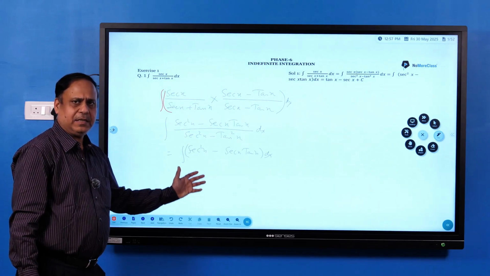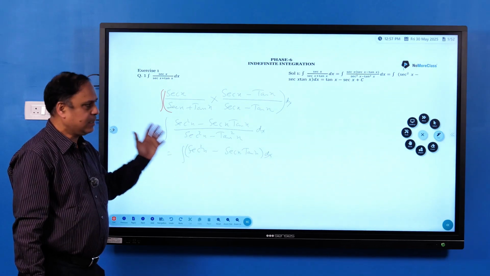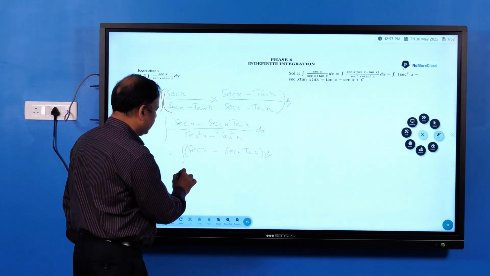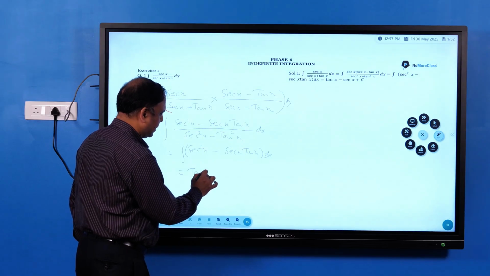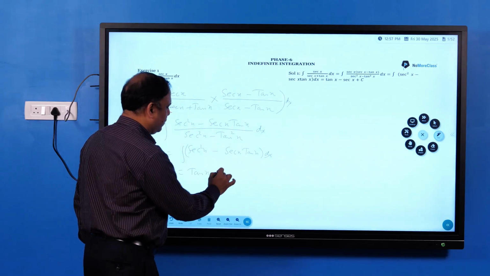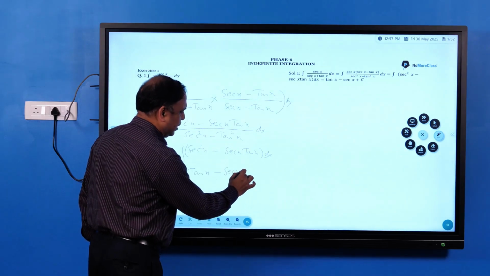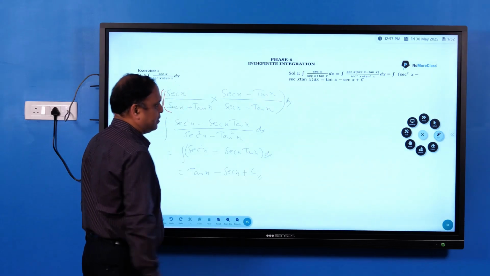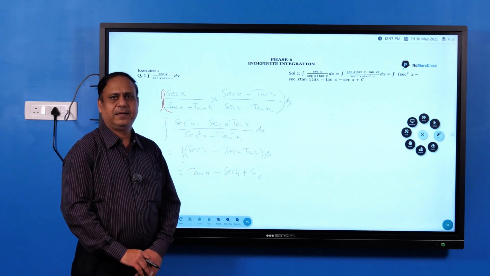Now this is elementary. We know that integration of sec square x is tan x, minus integration of sec x tan x, which is sec x, plus constant of integration c. This will be the answer of that. Thank you.